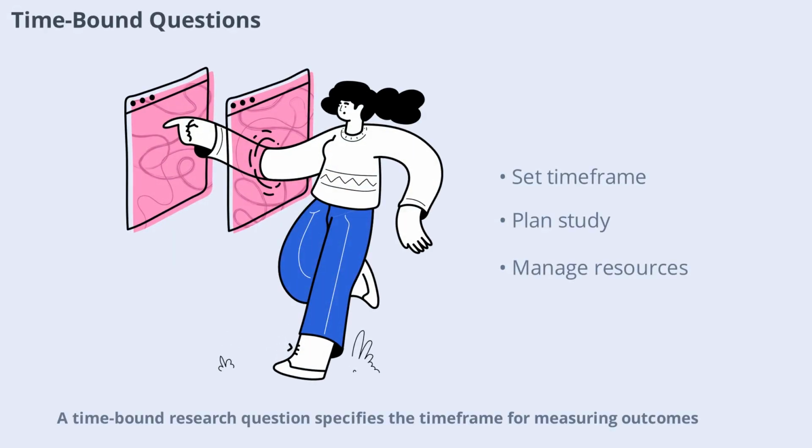A time-bound research question specifies the timeframe for measuring outcomes. For example, within 6 months or over a 2-year period. This helps you plan your study and ensures your results are timely and relevant. Time-bound questions also make it easier to manage resources and set clear expectations for your research team.